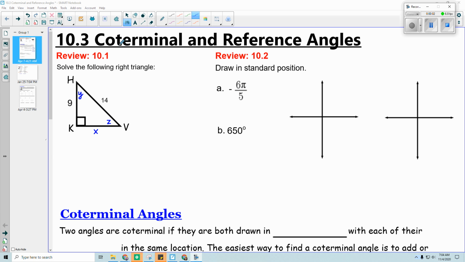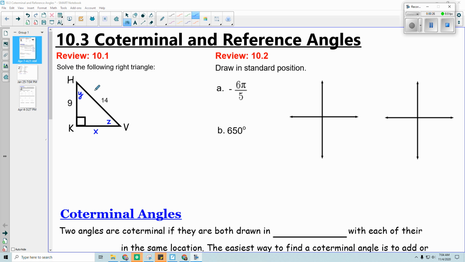Today we're going to look at coterminal and reference angles, but before we do that, we're going to do a quick review of some stuff that we learned from 10.1 and 10.2. So in 10.1, we learned about how we could use trig functions and inverse trig functions to solve for sides and angles in right triangles. So let's practice some of that right now.